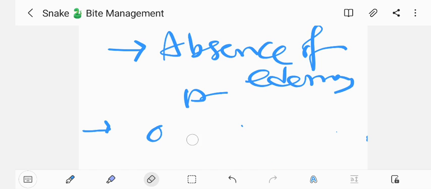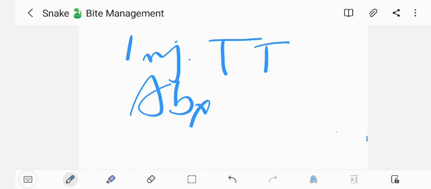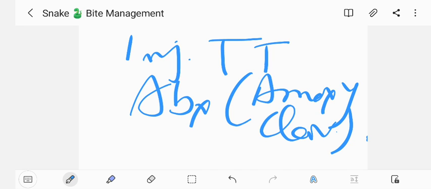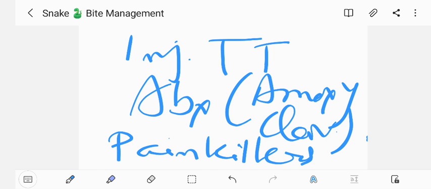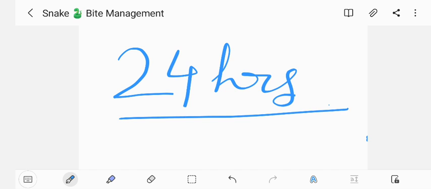At last, we also give the patient injection tetanus toxoid, and an antibiotic like amoxiclav. In some you can give painkillers. And the most important thing is to observe the patient for at least 24 hours. Now we have completed the discussion about snake bite management. Thank you.